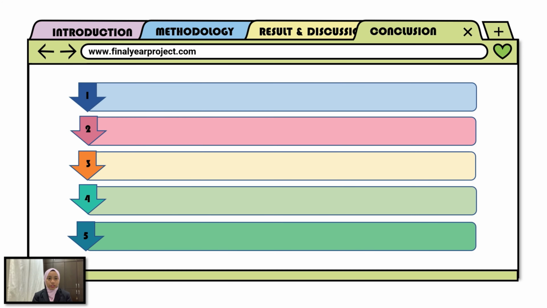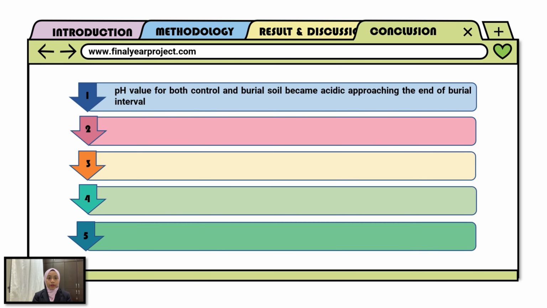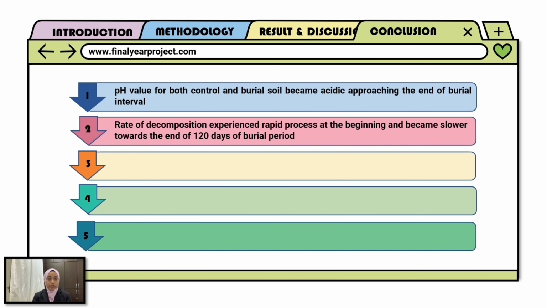As for the conclusion, the pH value for both control and burial soil became acidic approaching the end of the burial interval. The rate of decomposition experienced a rapid process at the beginning and became slower towards the end of the 120 days of burial period.